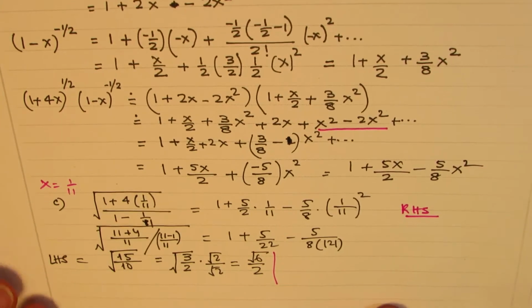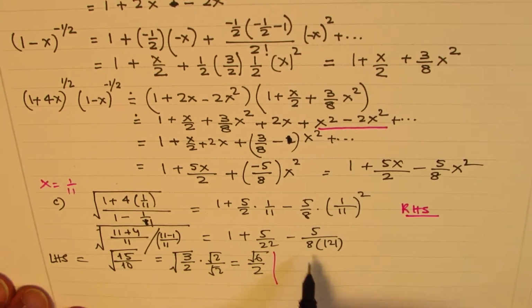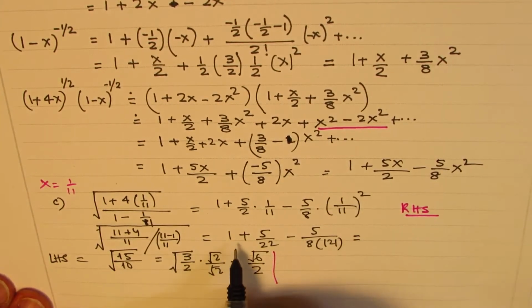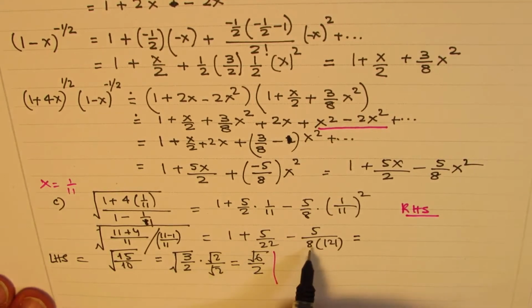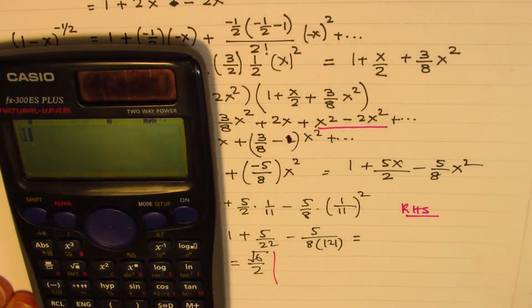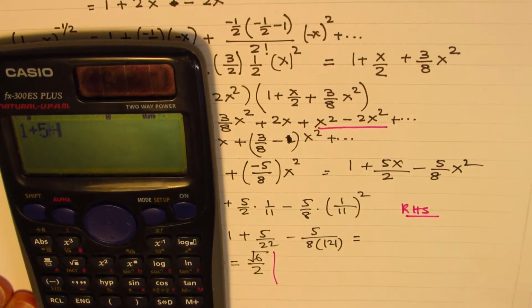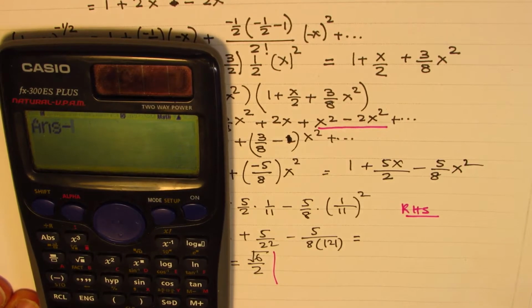Since we have less space here, I'm just trying to squeeze it in. So what we get here is 8 times 121, and we have to do all this. Let's use the calculator. So we have 1 plus 5 divided by 22, and to this we'll take away 5 divided by, within brackets, 8 times 121.